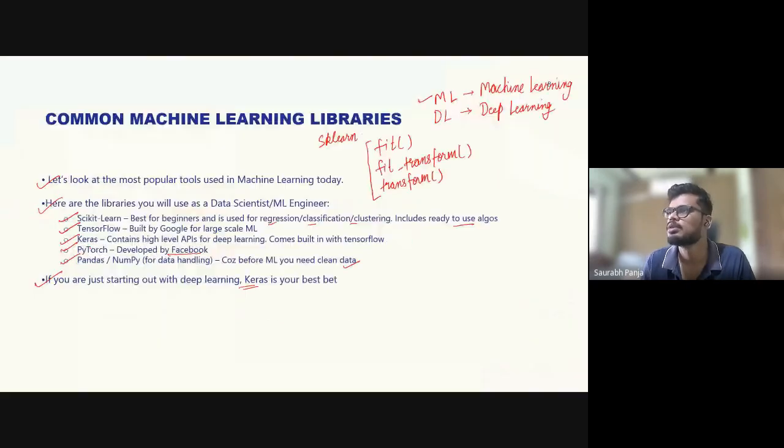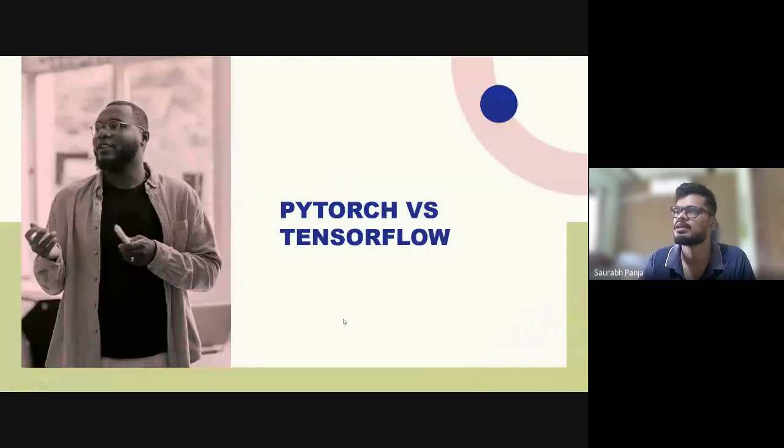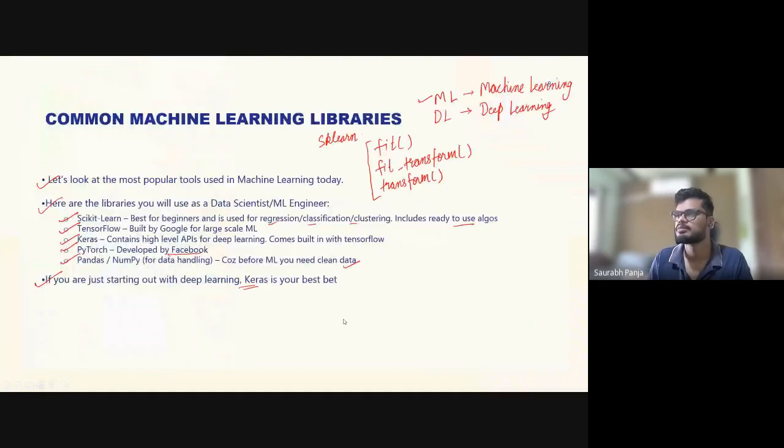Cool. Which are the common ML libraries? Okay, the most popular libraries that we are going to use are listed down here. Scikit-learn, best for engineers, used for regression, classification, clustering, includes ready-to-use algorithms. Okay, TensorFlow, built by Google for large-scale ML. Keras contains a high-level API for deep learning. Comes built with TensorFlow. PyTorch is developed by Facebook. Pandas and NumPy for data handling, because ML data needs to be clean.